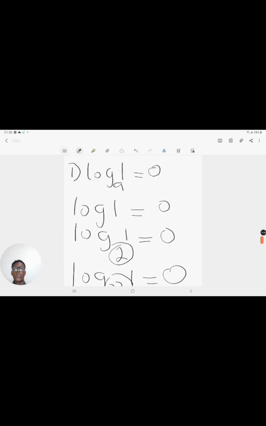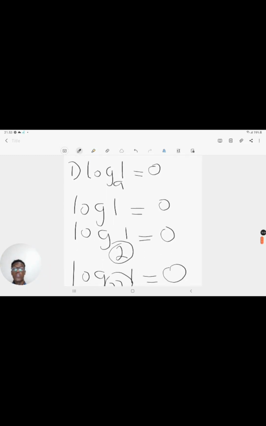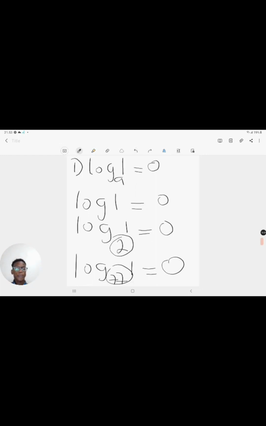So this is your first law. Okay, it's not your first law, it's your first principle that you should remember. As long as you see a 1 there, just know that it will be equal to 0 and it will fall away. That's your first principle.